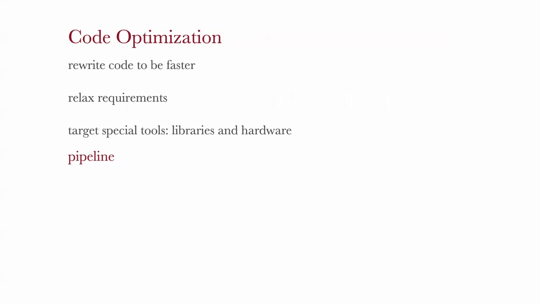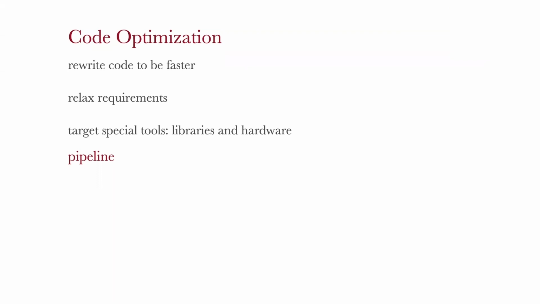So first, I just want to talk about code optimization. This is automatically rewriting code so that it's faster. It might mean that users make some decisions to relax the requirements, so turning off safety measures that can sometimes be beneficial. And it might also mean targeting special tools, libraries, and hardware.